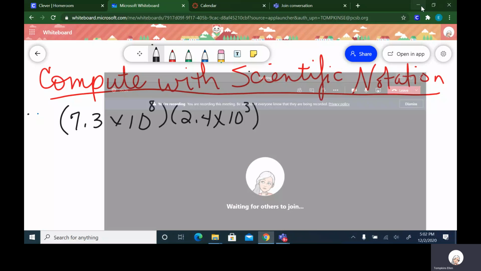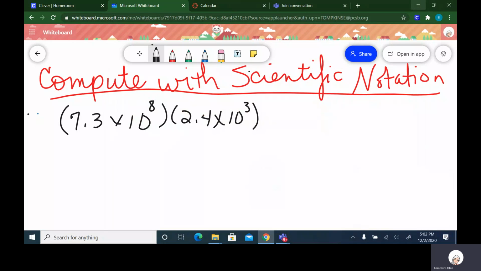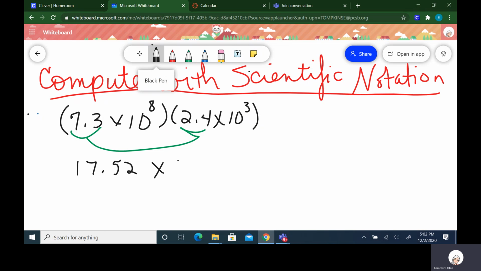All right, computation with scientific notation. Sounds like a bit of a mouthful, but it's not too bad when you're multiplying and dividing. So you're just going to gather the like terms, really, because everything's being multiplied. So you've got this times this. So 7.3 times 2.4. That's going to give you 17.52 times 10. I've got the same base, different exponents. I just add them. 10 to the 11th. All right, no big deal.